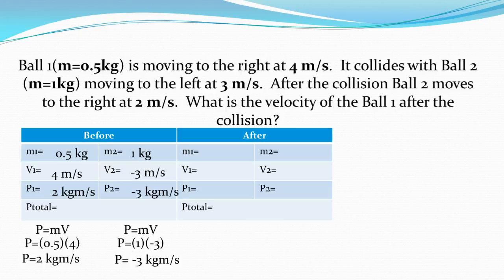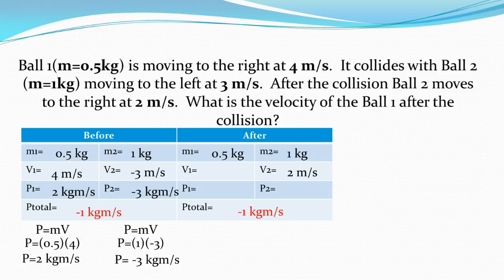To find the total momentum, I add up P1 and P2. 2 plus -3 gives me -1. Total momentum for both ball 1 and ball 2 is -1 before. So it needs to be -1 kilogram meters per second after as well. The balls' masses didn't change, so those are going to stay the same. We were also told that ball 2 moves to the right at 2 meters per second.